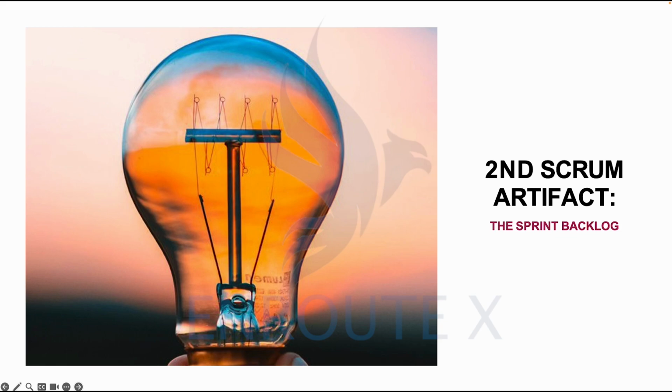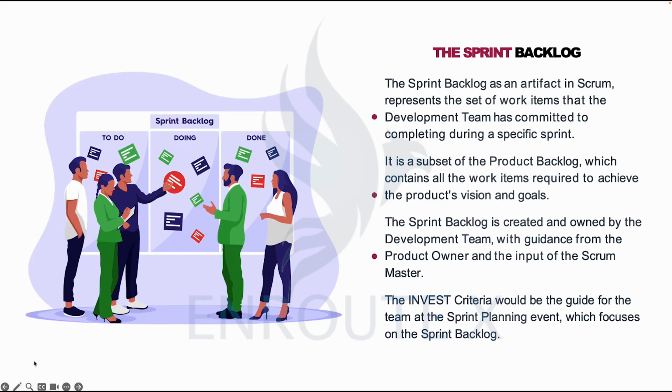In this lesson, we'll be looking at the second artifact, which we have a good understanding of, the sprint backlog. In the last lesson, we looked at the product backlog as the first artifact in Scrum from the angle of the product owner. So in this lesson, we progress from the first to the second Scrum artifact, the sprint backlog.